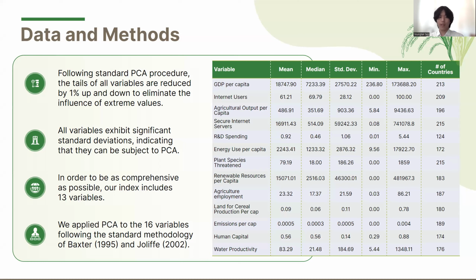And in order to be as comprehensive as possible, our index includes the 13 variables that were mentioned before in the conceptual framework, and we apply PCA to the variables following the standard methodology of Baxter and Jolliffe. On the right is the data chart for each variable. There are the mean, median, standard deviation, minimum, maximum, and number of countries for each of the variables.